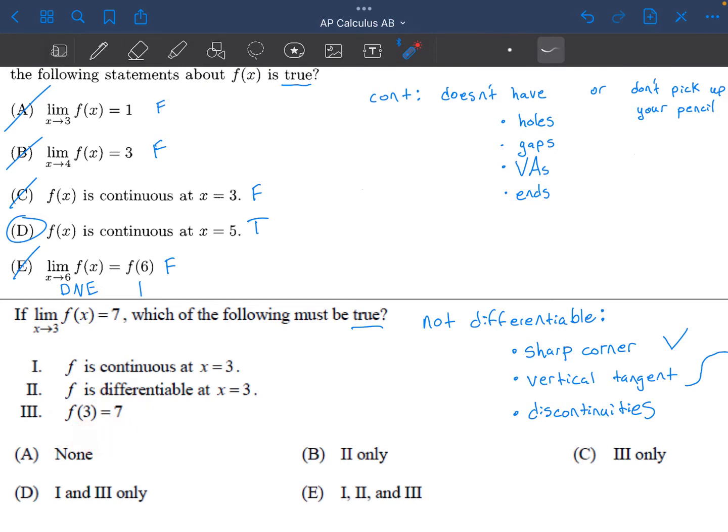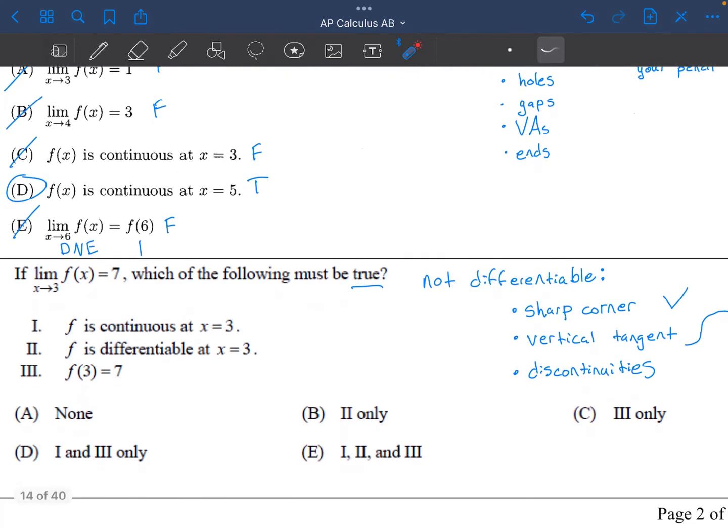All right, so to solve this one, the easiest way to do it is to play devil's advocate and draw a graph where you try to make as many of these things false as possible while still holding true to the original condition. So here's my graph for my devil's advocate. What if I had some graph where here at x is equal to 3, and this is now no longer to scale.